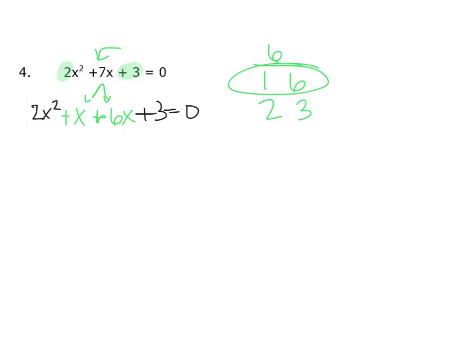Okay. We're going to go ahead and put in our parentheses. The GCF of 2x squared and x is x, which means the remainders are 2x plus 1. And once again, you can double check. X times 2x is 2x squared. X times 1 is x.